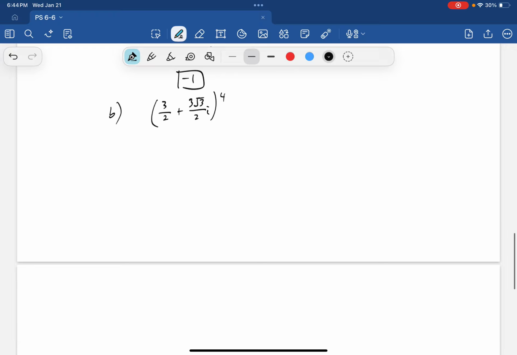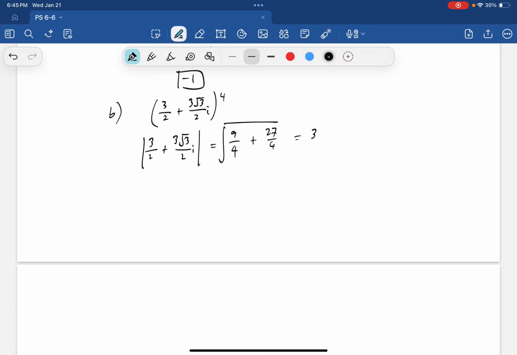Here we're going to have to actually find the magnitude of what's in the middle. So here's the magnitude. We'll square the real part, square the imaginary part, which will give us 3. Because that's 36 over 4, which is 9, and that's 3.